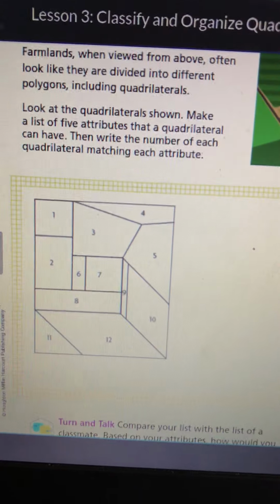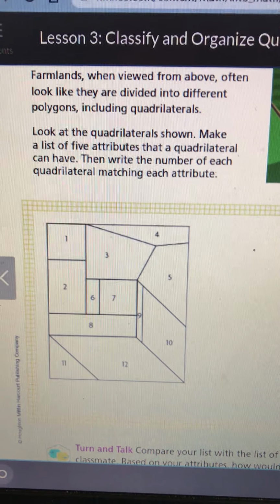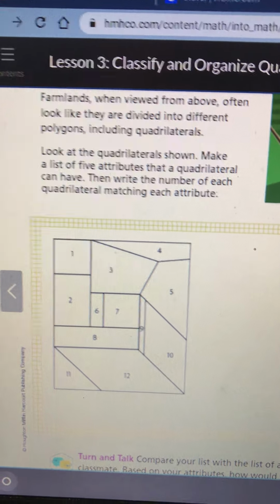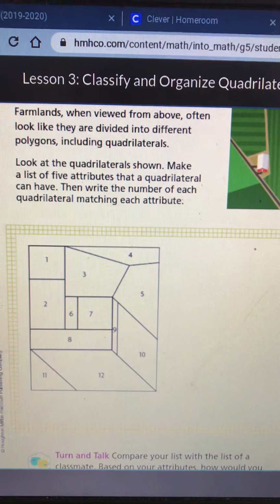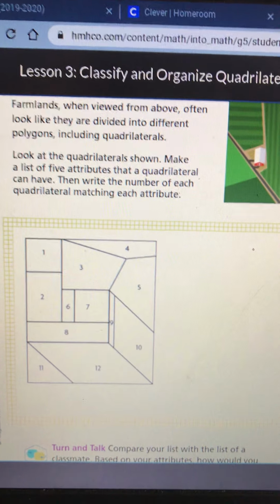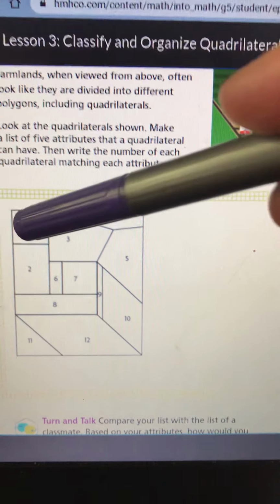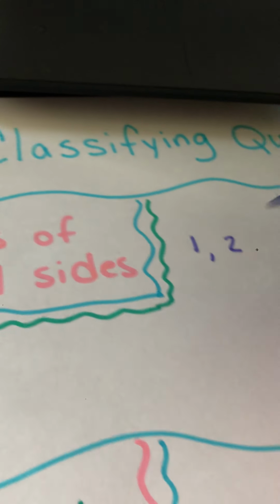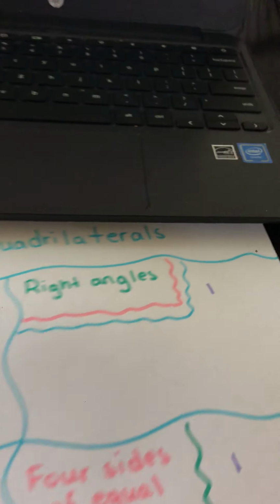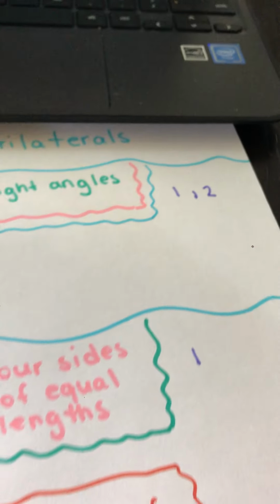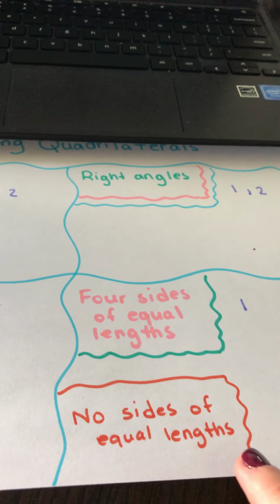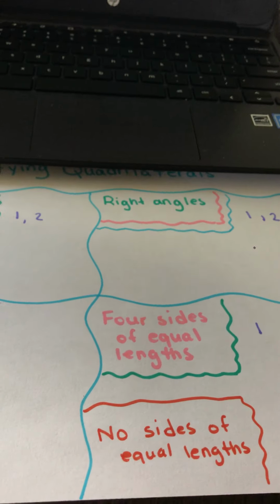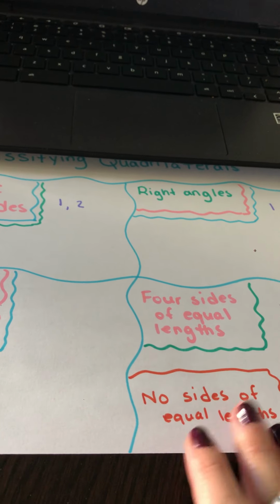Then I'm moving on to shape 2. Shape 2 looks like a rectangle to me. So this is parallel to this, and this is parallel to that, so it has 2 pairs of parallel lines. It has 4 right angles, but not all the sides are equal. This side is not equal to this side. So yes, it has 2 pairs of parallel sides. It has right angles. It does not have 4 sides of equal lengths, but it doesn't have no sides of equal lengths. It has 2 sides of equal lengths and then another 2 sides of equal lengths. So it doesn't go into this category.